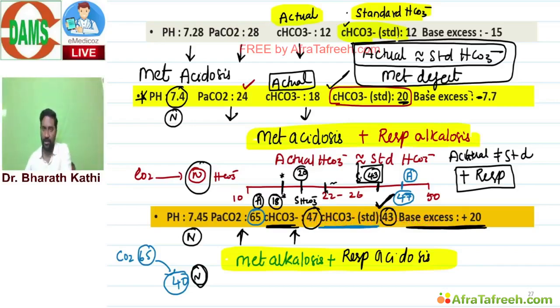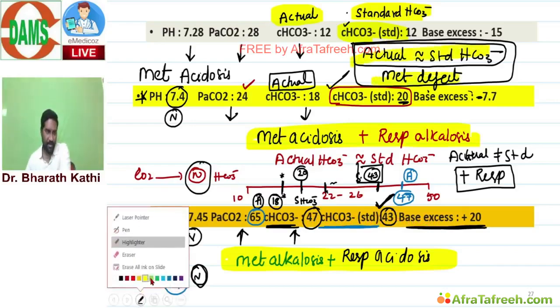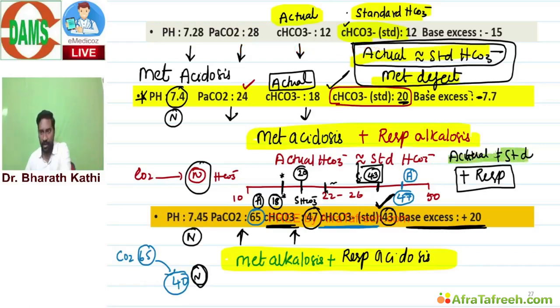If both are equal, you are only dealing with a metabolic defect. If they are not correlating, most probably there is an additional respiratory defect. Now once you have seen both are not correlating, see the value of the standard bicarbonate.